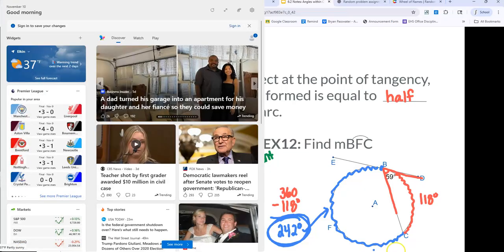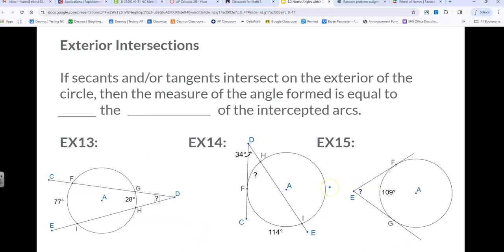All right, we got one more scenario. I think it's just one. Yeah, got one more scenario that we have to look at. And these are exterior intersections. So it could be two secants, two tangents, one secant, one tangent. But basically you got two lines that go through the circle somehow and they cross on the outside.